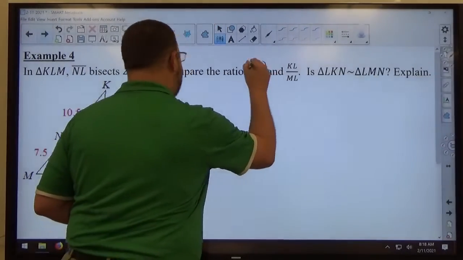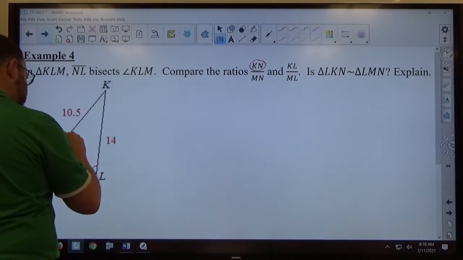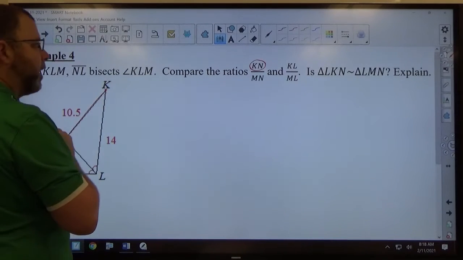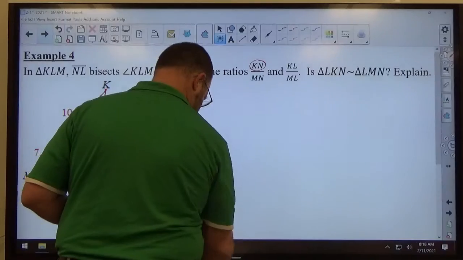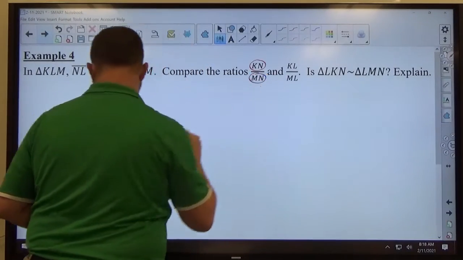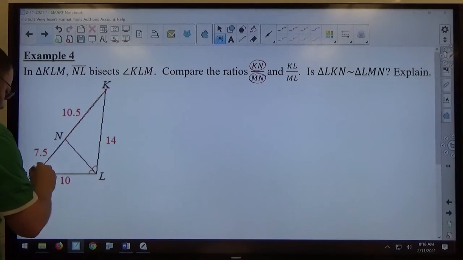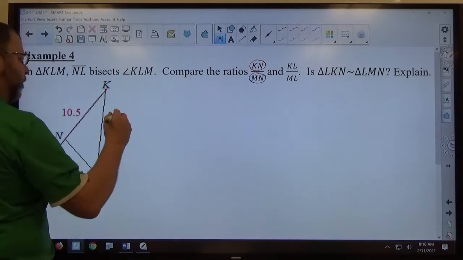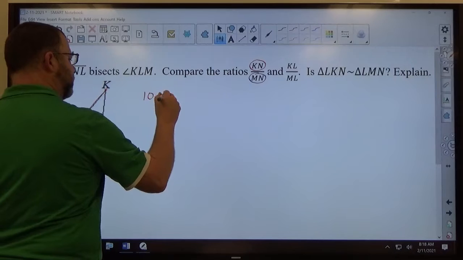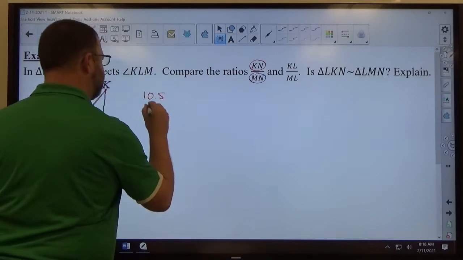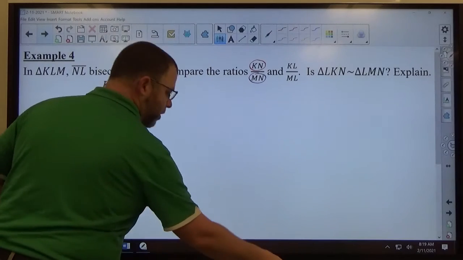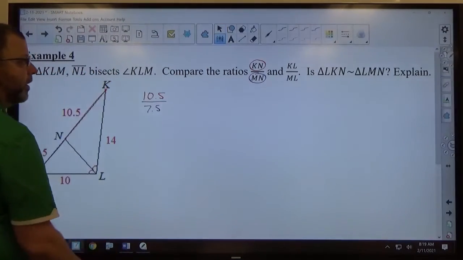So KN is this segment here, and MN is this segment here. So if I put that ratio down, I'm going to have 10.5 over 7.5. That's KN over MN. And then they want us to compare that to KL.